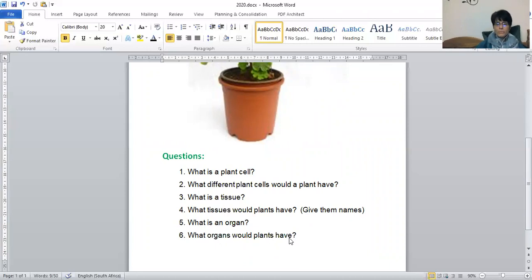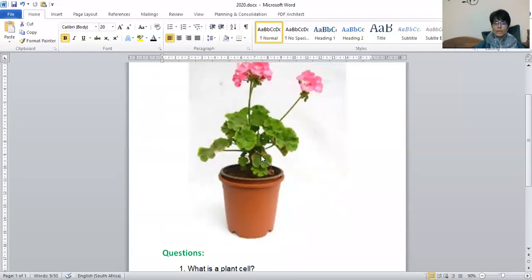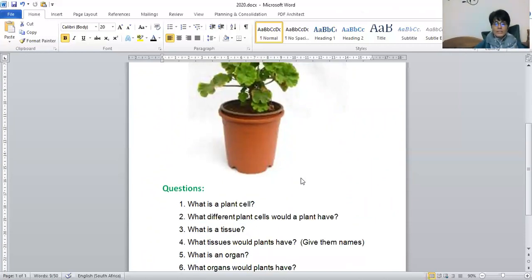Okay, but it's a bit different for a plant because they continue growing in different directions, and it's not contained in one part. All right, so I hope you got similar answers or even different answers to what I had.